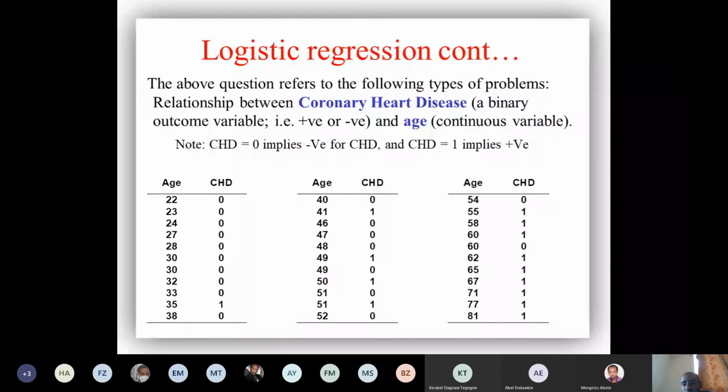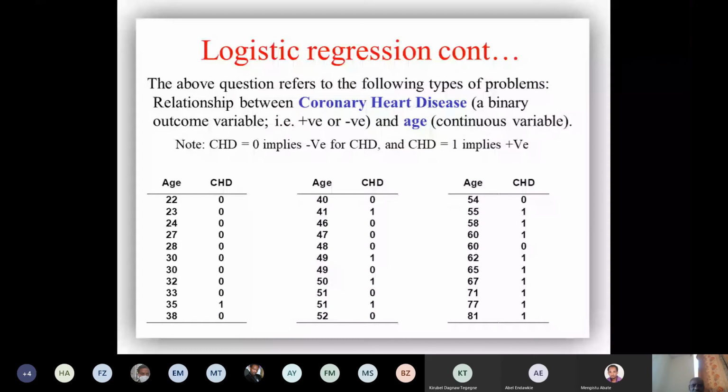And in the older group, almost all, meaning more than 80%, are positive for CHD. So from this, you suspect that as age increases, the likelihood of developing CHD will also increase. That is the concept.